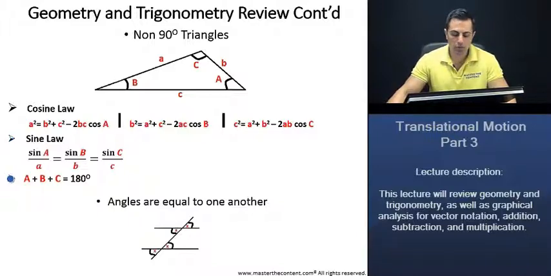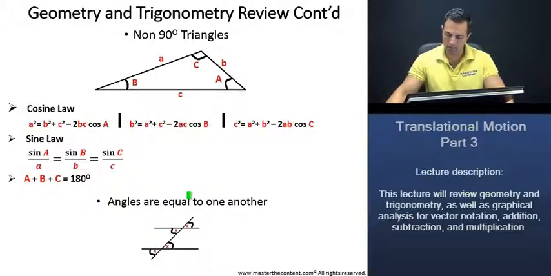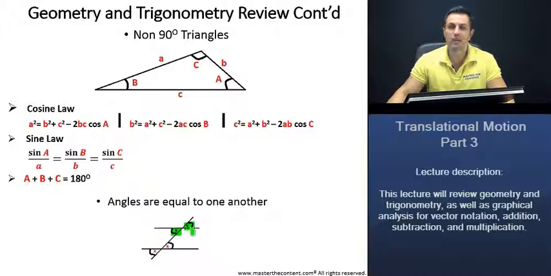Now, before we get into this portion, let me talk about angles that are equal to one another. If we see here, we'll begin with these two angles that are opposite to one another from the transversal, that's the line going down the center. These are known as vertical angles, and these two angles are going to be congruent and equal.